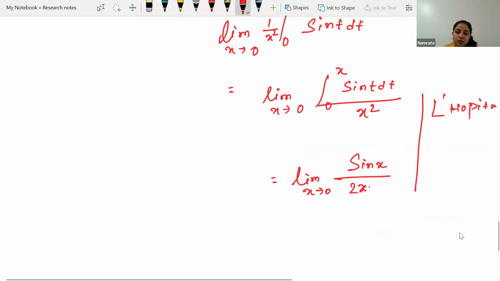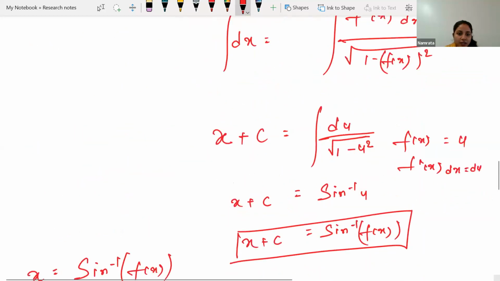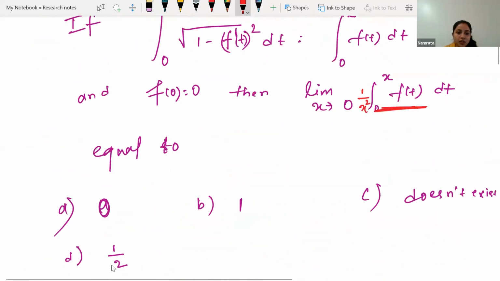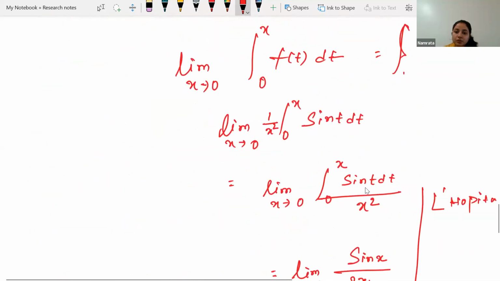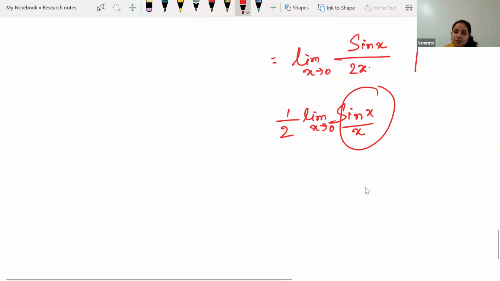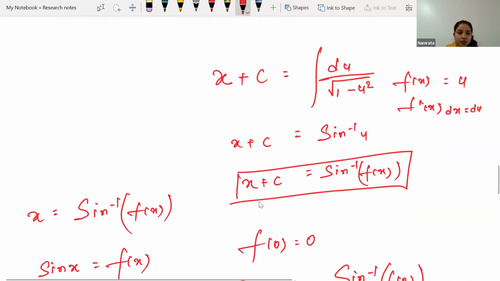Now we know this 1 by 2, let's keep it aside. Limit x tends to 0, sin x by x is equal to 1. So do we have 1 by 2 as any of the options? Yes, option D is the correct option. Can you see this is 1? Do you know this is 1? So 1 by 2 is the answer. Are you getting it? Yes or no? Yes. So 1 by 2 is the correct option.